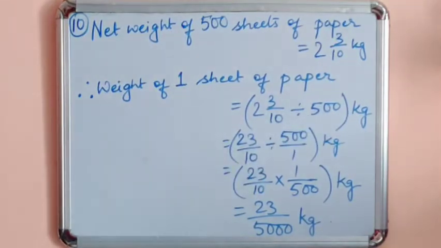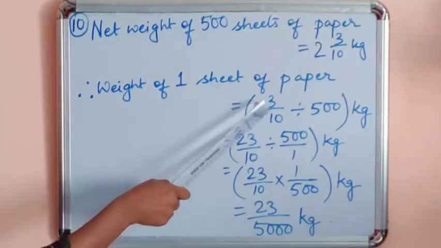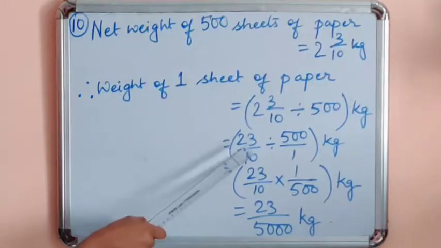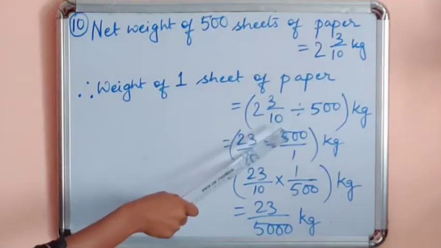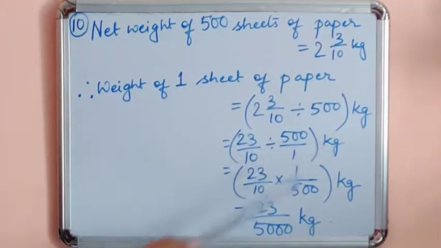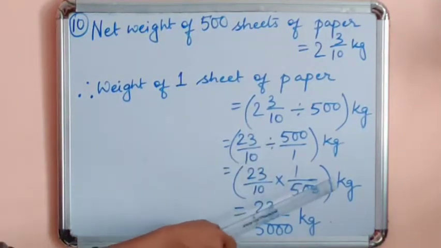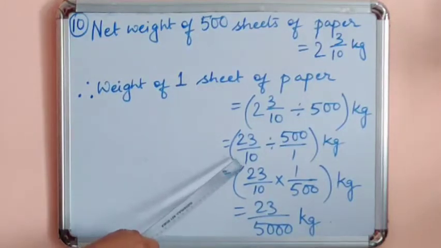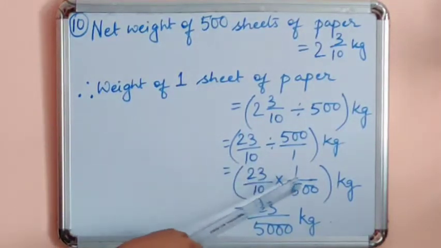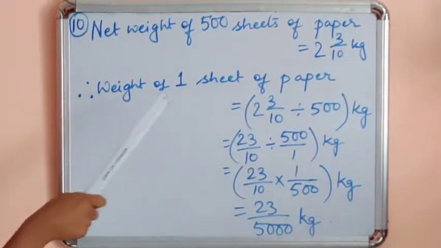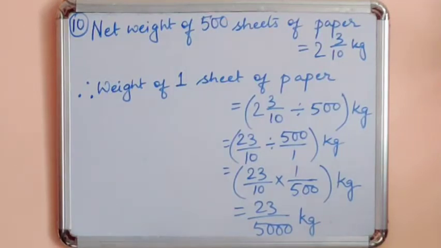500 kg. So 2 3 by 10 will be 23 by 10 divided by 500, which can be written as 500 by 1 kg. So this is equal to 23 by 10 into 1 by 500 kg. 23 into 1 is 23, 10 into 500 is 5000. So this is equal to 23 by 5000 kg. So weight of one sheet of paper will be 23 by 5000 kg.